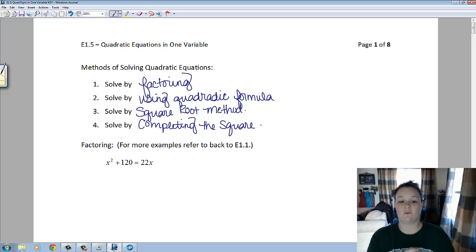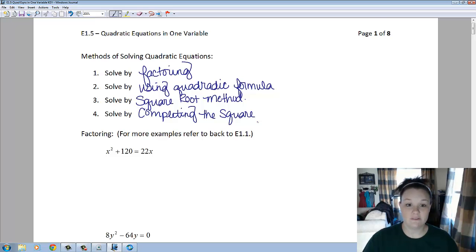Okay, so I'm not going to do too much of the factoring because we already went over that back in E1.1. So I'm just going to do a couple examples of factoring, and then we'll get into the quadratic formula, which hopefully you've seen before, and then we'll go over square root method and completing the square, which may be new to you.